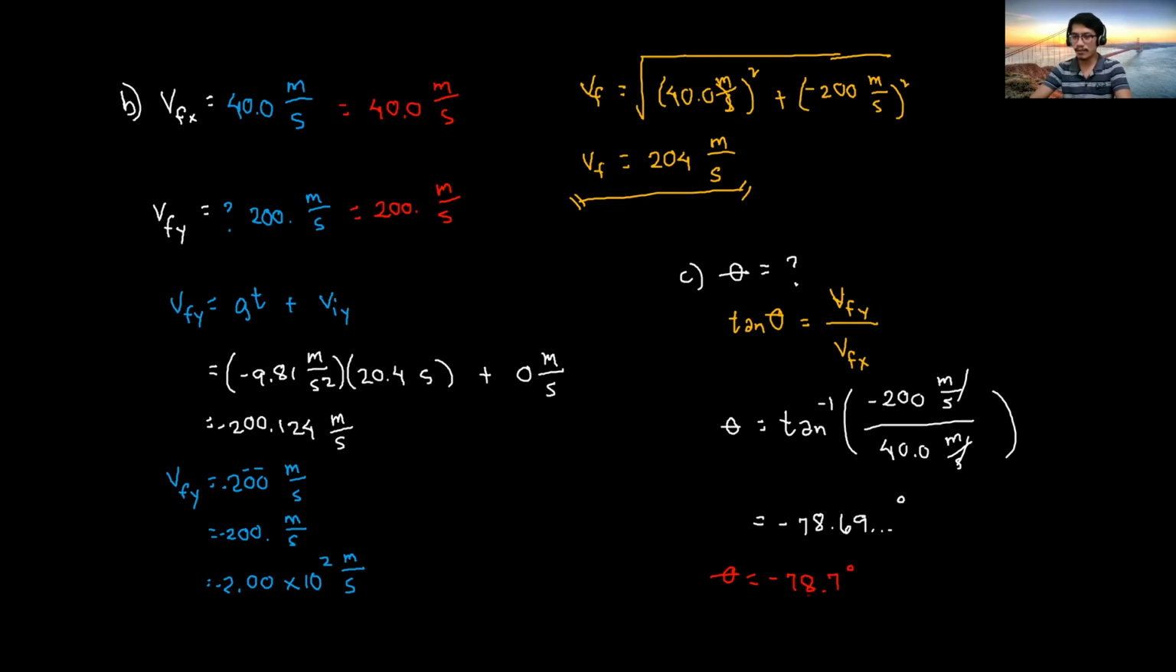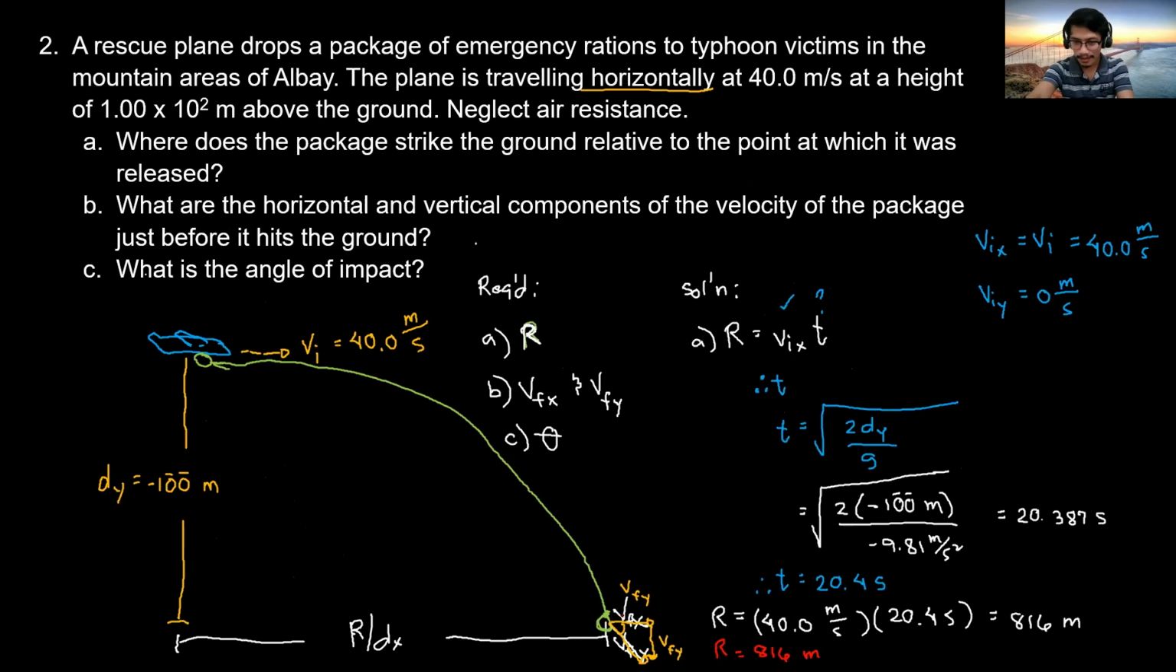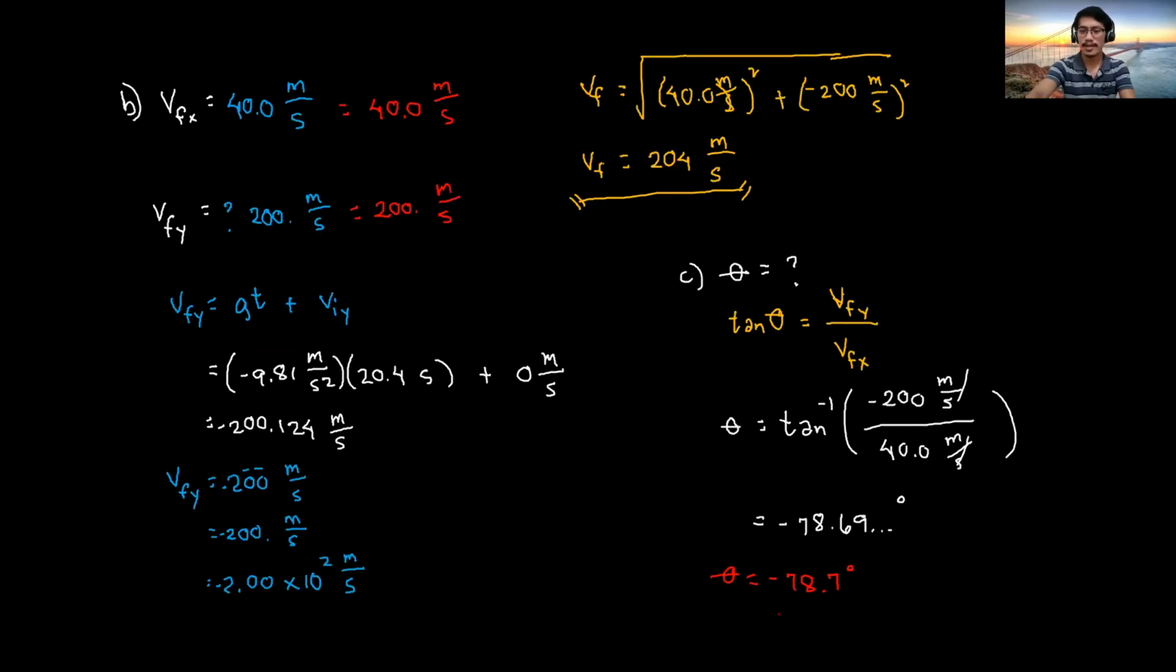What does negative 78.7 degrees mean? It means it is below. Remember, this is our horizontal. So that means it is below the horizontal. Below, clockwise. Right? Clockwise should be negative. So that is why our answer here is negative. That's it. That's the final answer.